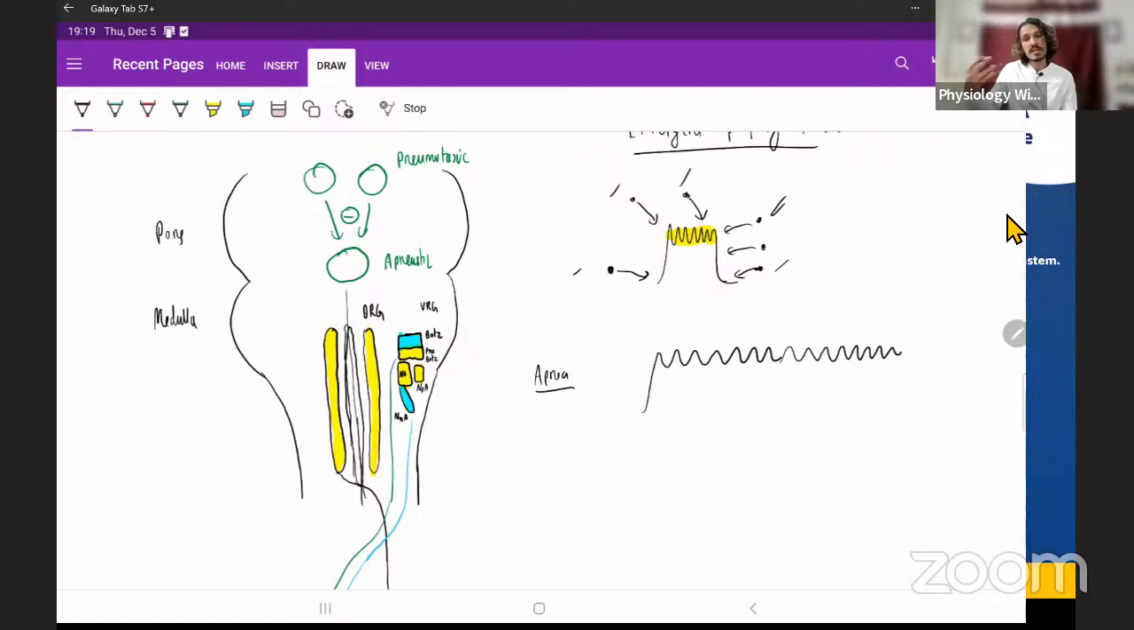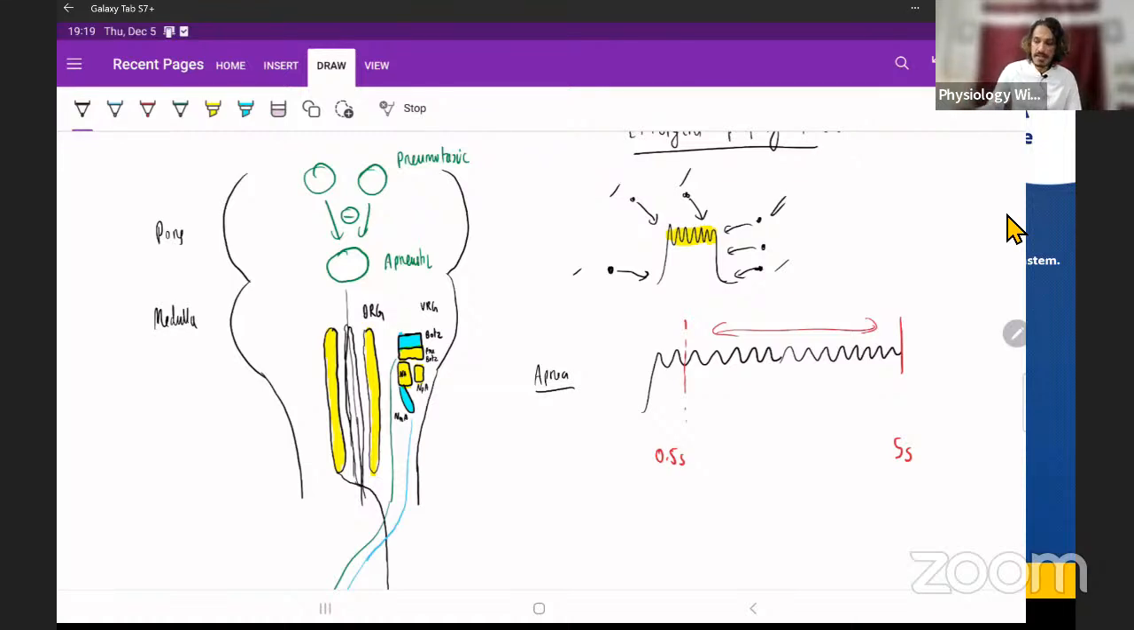The pneumotaxic center, on the other hand, will inhibit this apneustic center. So in a way, it can regulate how long the inspiratory drive should happen. It can go as short as 0.5 seconds, and it can go as long as 5 seconds. So this is how much variability your pneumotaxic center is affording you.